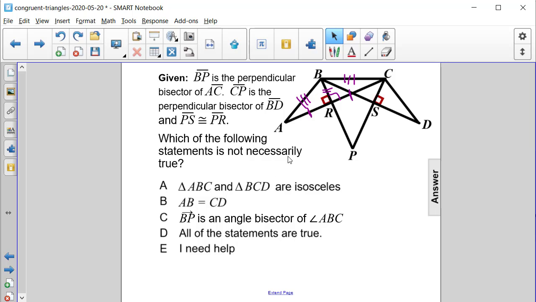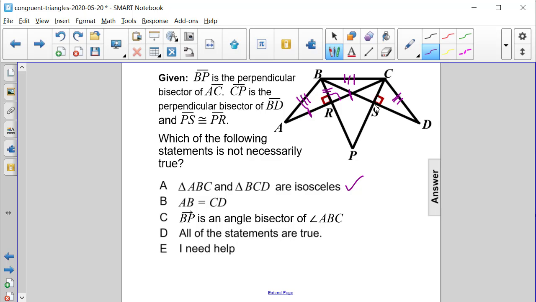Okay, now let's look at the next one. So we just proved that AB is equal to CD. Well, if we also use congruent triangles with side angle side again, with triangle BCS and triangle DCS, we would be able to prove that segment BC is congruent to segment CD.